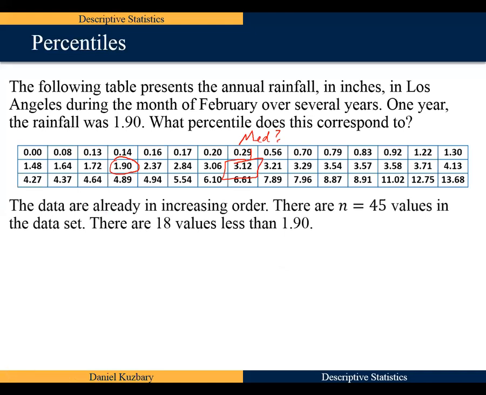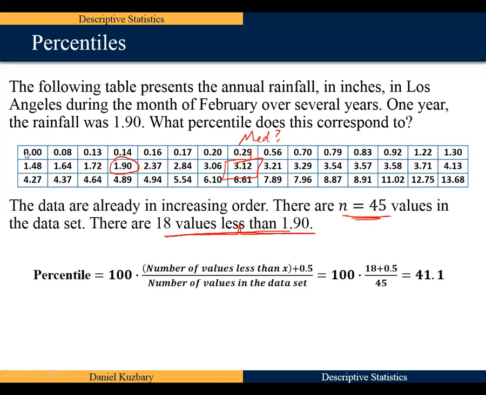So my formula said I need all of the values that are less than 1.90, and then all the values total. So I can count all the values that are less than 1.90. Since they're in order, I just count all these things and end here. And I get 18 things. So that's where that number comes from. And then I've got 45 things total. So according to this formula, the number of values less than 1.90 is 18, and the number of values in the data set is 45. And then you just plug these numbers in.